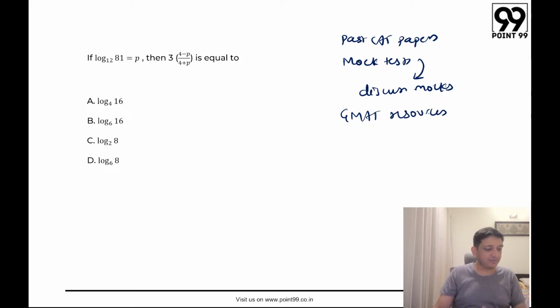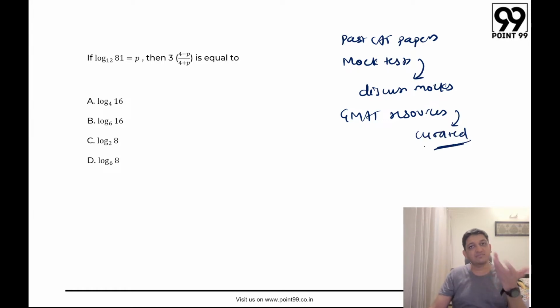Let's say Manhattan Prep or Kaplan if you can find something, or the official guide. So all those are good. And why are GMAT resources good? Because there is only one reason for that: those are curated. So their level of difficulty is already decided.